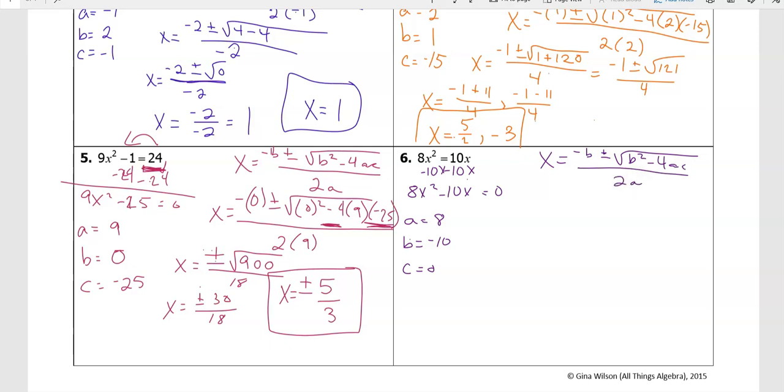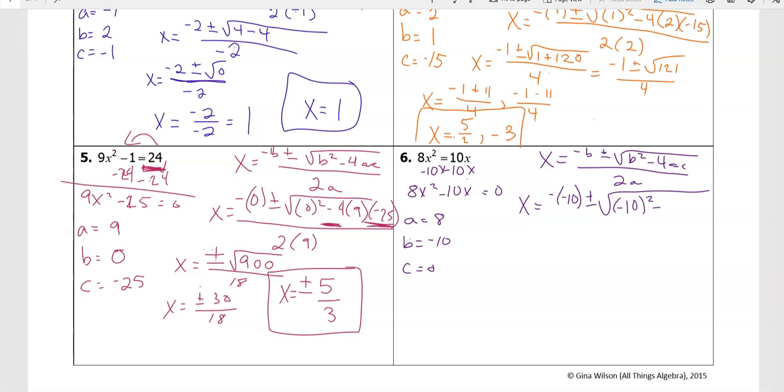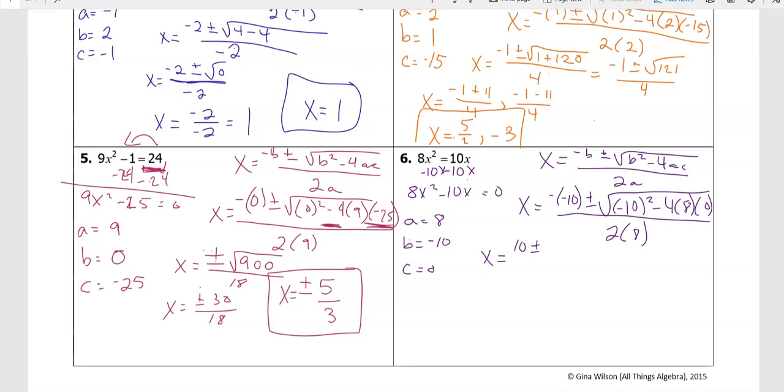And so we're going to substitute our numbers into our formula. x equals the opposite of negative 10 plus or minus the square root of negative 10, and notice my negative 10 is in parentheses because it is a substitution, minus 4 times a times c, all of that over 2a. All right, so we're going to simplify. x equals the opposite of negative 10, which is positive 10, plus or minus the square root of negative 10 squared, which is 100, minus 4 times 8 times 0, which is going to be minus 0. So since it's minus 0, we can pretend it doesn't exist, over 16.